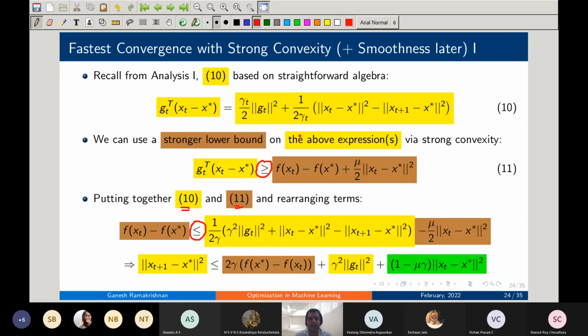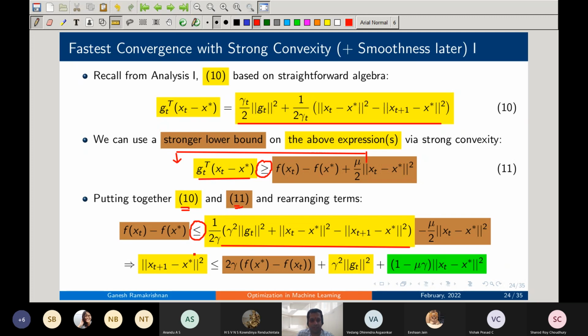And the other part is substitute, right? Substitute for gt, xt minus x star. So this has been substituted here. The brown terms, even though they are separated now, what I've done is brought one part of the brown term to the left hand side, along with gt transpose xt minus x star. So that's what you see here.